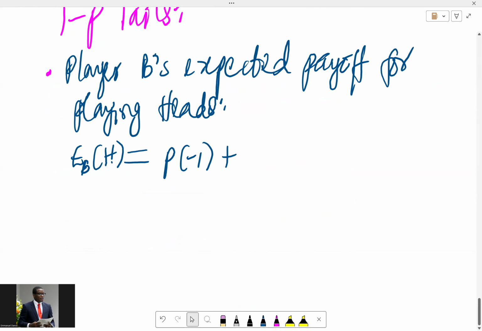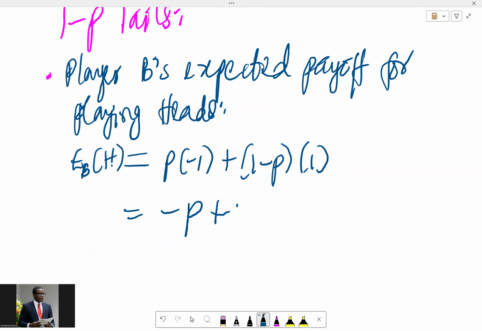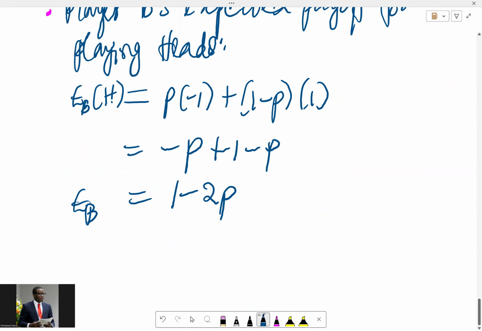So that's P, the probability of playing head, multiplied by -1, plus 1 minus P multiplied by that 1. So we have minus P plus 1 minus P, and that is 1 minus 2P. Okay, so that means the expected payoff for B for playing head is actually 1 minus 2P. So this is taken care of.